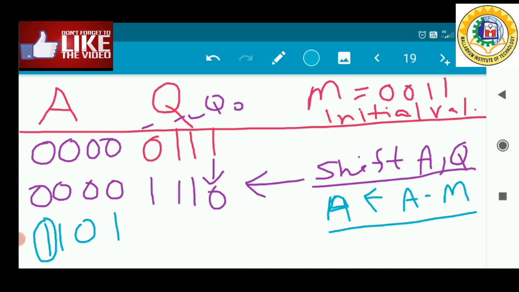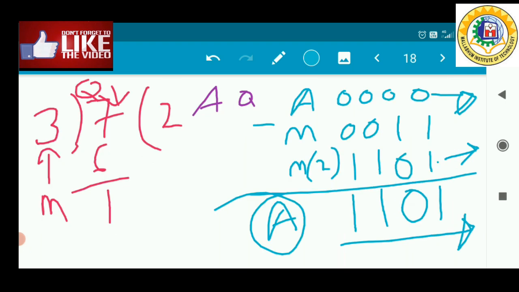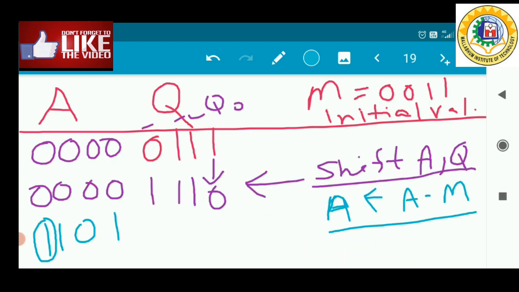If the MSB of A is 1, then we perform Q0 equal to... what will be the algorithm? The algorithm actually tells us that if the MSB of A equal to 1, then we make Q0 equal to 0 and restore A. So this is 1, so we make Q0 equal to 0, it was previously 1 1 1, and restore A.